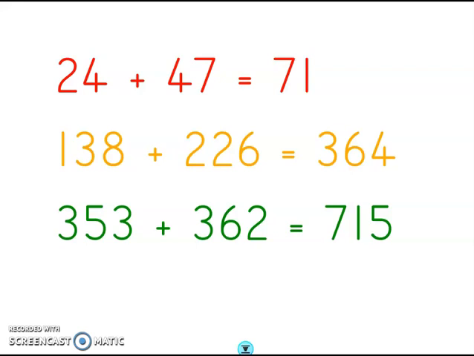Think about your method. Which one did you prefer? Why did you prefer it? Now you're ready to move on to your independent activity.